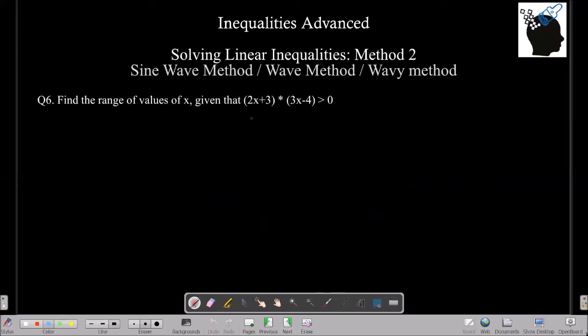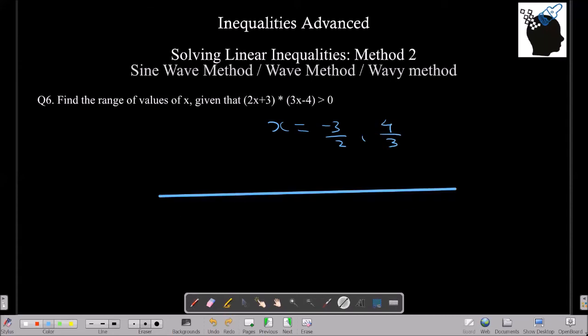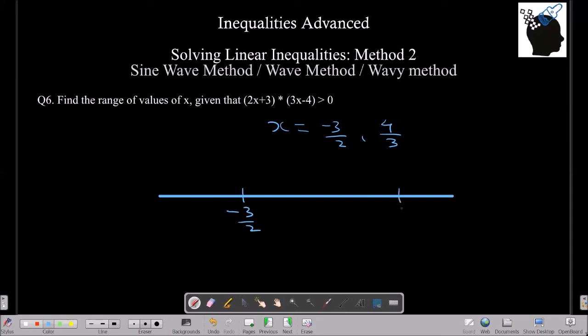So find the range of values of x given that 2x plus 3 multiplied by 3x minus 4 is greater than 0. Again, we are going to assume that it is equal to 0 and find the value of x. So x is minus 3 by 2 or 4 by 3. Now let's plot these values on the number line. So we'll get minus 3 by 2, which is minus 1.5. So let me put minus 3 by 2 here and 4 by 3 somewhere here.